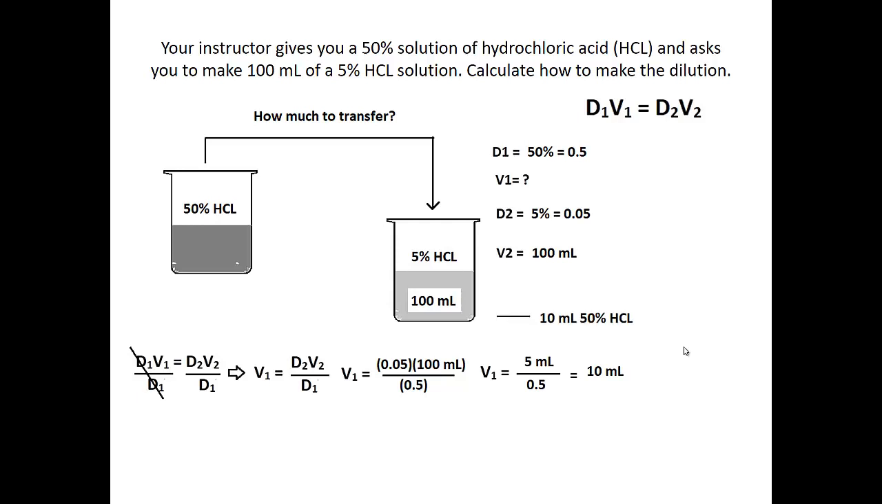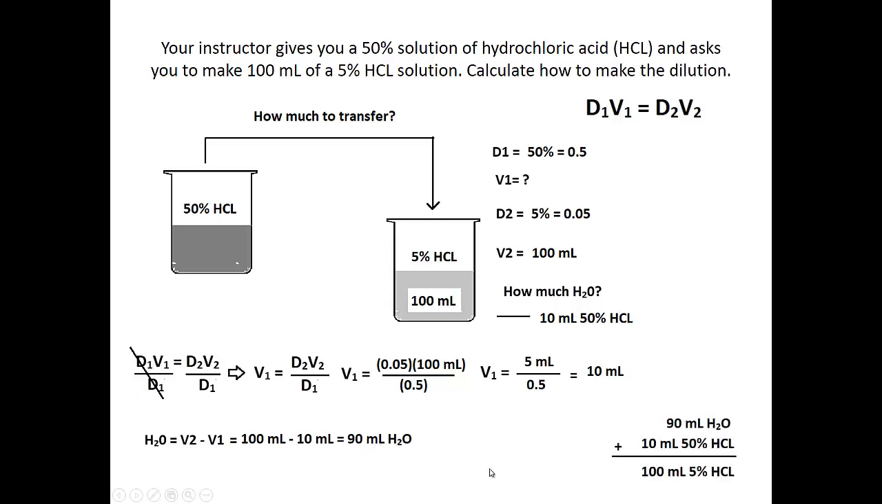We know how much then of the starting concentration we're going to need. But again, the final volume, 100 mLs, also includes water. So we need to know how much water. In this case, the math is a little easier. The final volume, V2 minus V1, is 100 minus the 10, and that's going to give us 90 mLs of water. So when we add 90 mLs of water to 10 mLs of 50% hydrochloric acid, we get 100 mLs of a 5% hydrochloric acid.